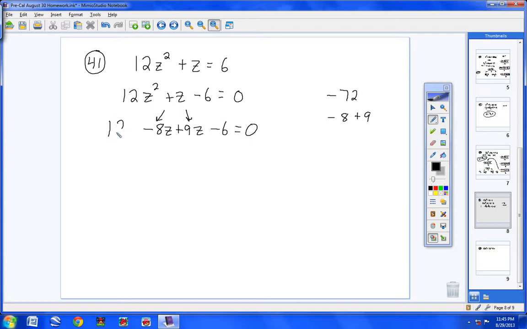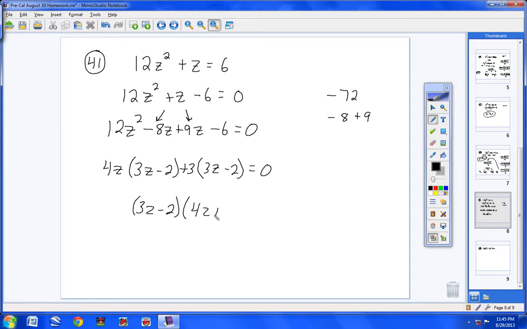And bring down your 12z squared. Now, remember what to do. Pull out what's common in the first two terms, pull out what's common in the second two terms. Let's start over here. I can pull out a 4 and a z. So if I do that correctly, I'm left with 3z minus 2. Now look at these two terms, a 9z and a 6. I can factor out a 3 out of both of those terms. So I'm left with 3z minus 2. And that's good. My parentheses match, so I'm going to go ahead and write 3z minus 2. And of course, in the other parentheses, it would be 4z plus 3.